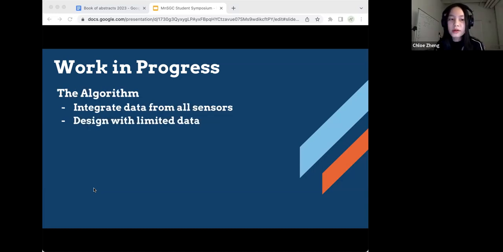Another work in progress is our algorithm. We're currently trying to integrate all of our data from all of our sensors, and then we want to design an algorithm with limited data, because the theoretical model requires so much input that it's impossible to recreate that model within our algorithm. So the next step is to figure out how the computer decides with limited data, like only with the location and acceleration data, or angular rotation data. Yeah, that's all. Thank you.